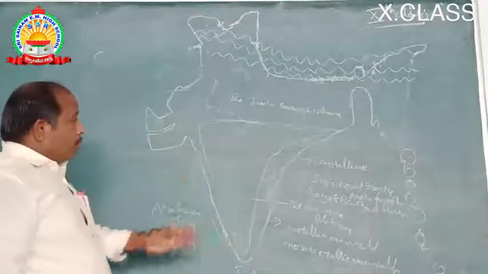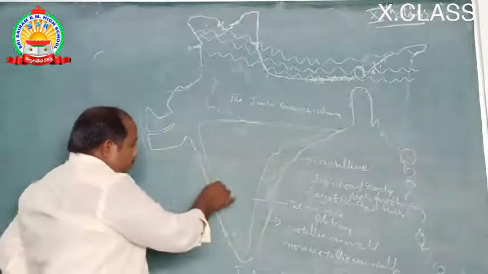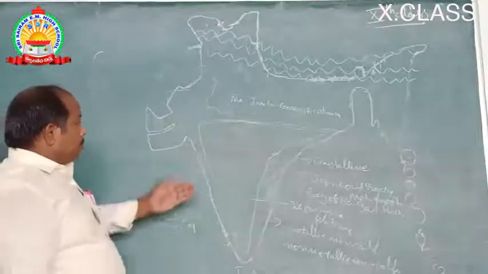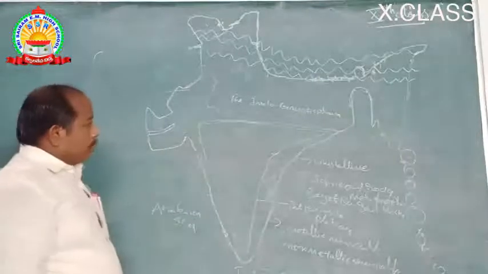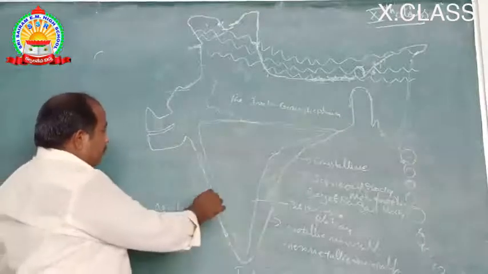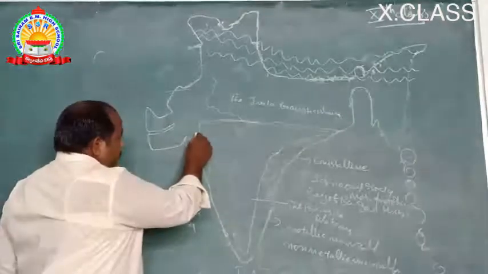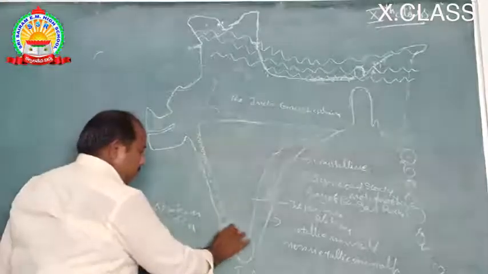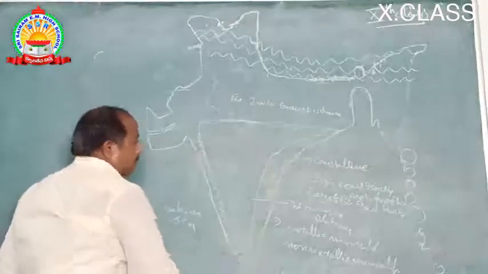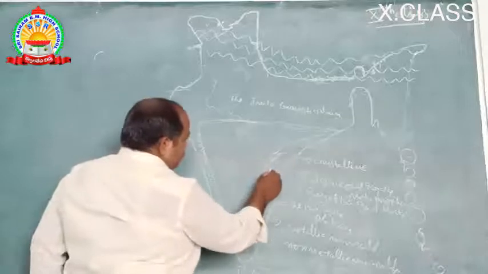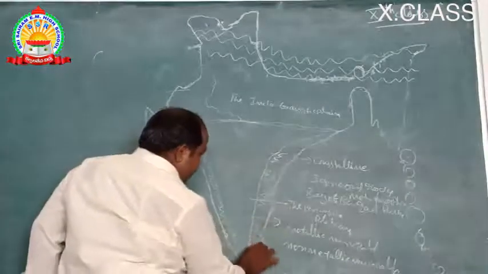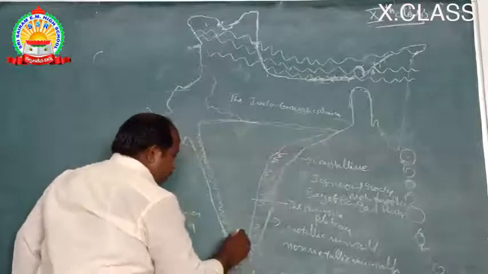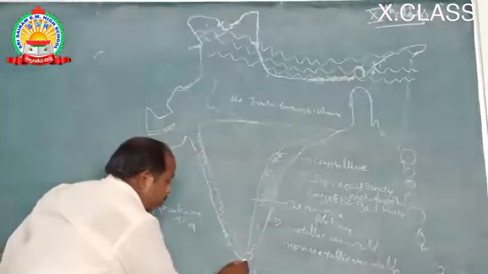So the boundaries of the Indian Peninsular Plateau: north is the Indo-Gangetic Plain, west is the Western Ghats, east is the Eastern Ghats, and south is Kanyakumari.